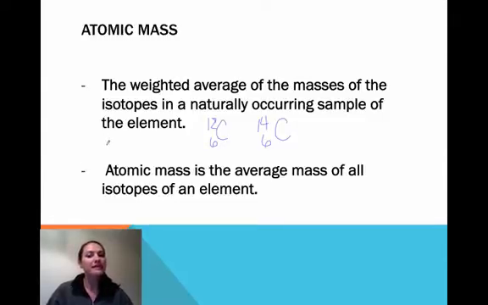And what atomic mass is, it's the weighted average of the amounts of those isotopes that are naturally occurring. So of all the carbon in the world, a certain amount is carbon 12 and a certain amount is carbon 14. When you take the average of that, it ends up being your atomic mass. That's what the decimal number is on the periodic table. So it's going to be a decimal because it's a weighted average, okay? Another way of thinking about it, it's the average mass of all the isotopes of an element. That's kind of the easier language to remember.